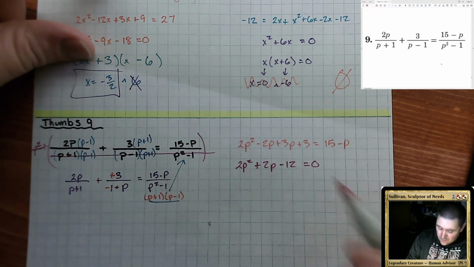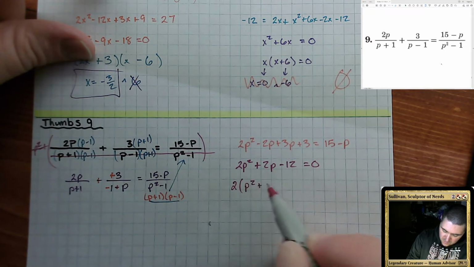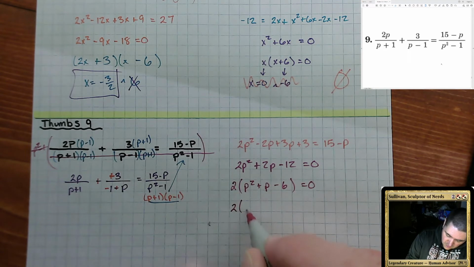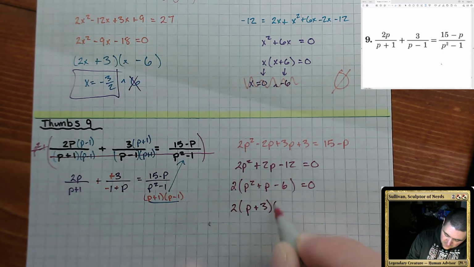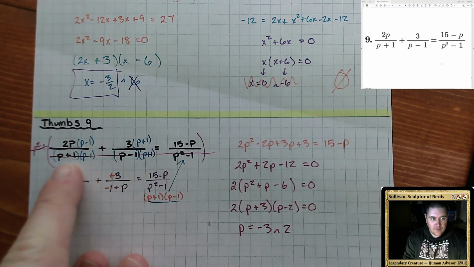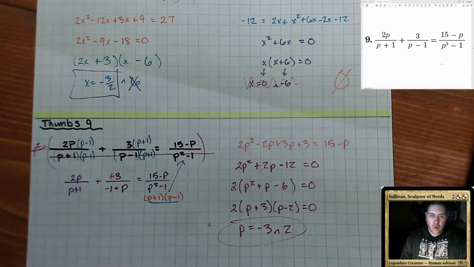Make your life easier. Take out 2, getting p squared plus p minus 6 is 0. Factors of negative 6 that add up to positive 1 are p plus 3, p minus 2. Getting p is negative 3 and 2. Double check. They are legal. Both are your answer.